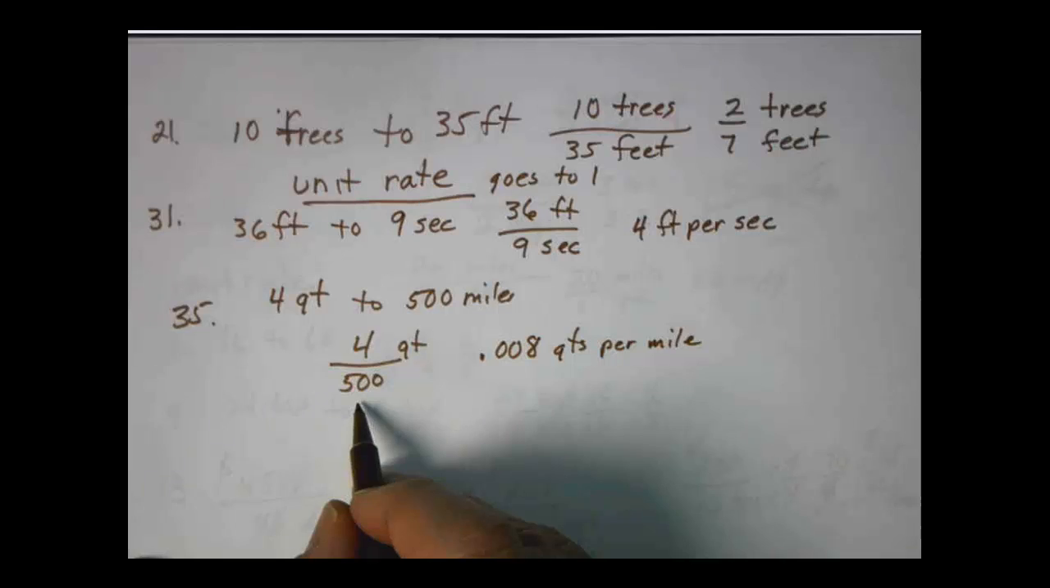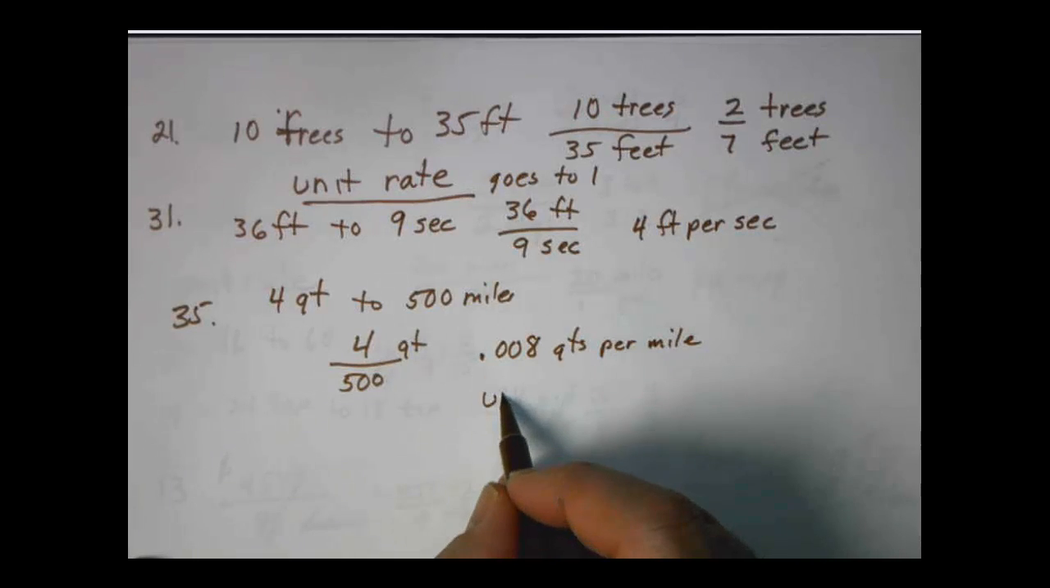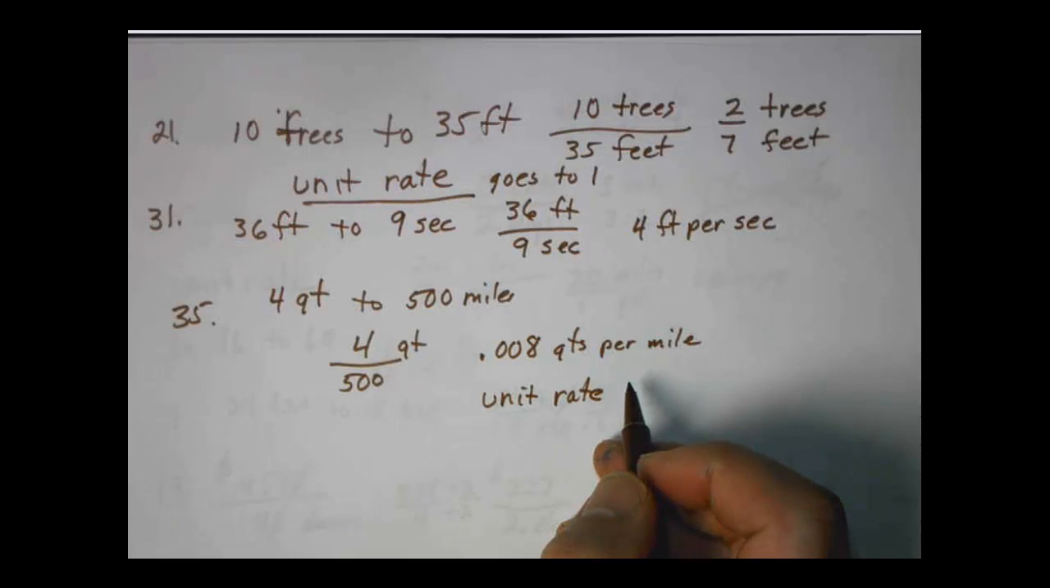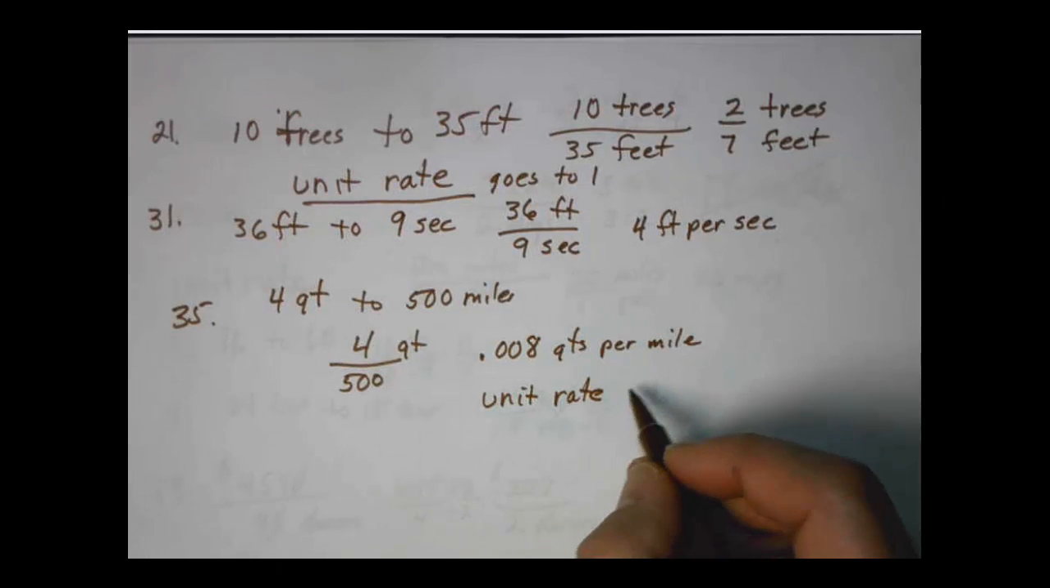Okay, so top divided by the bottom is going to give us our unit rate. So it's always going to go to 1. Okay, and then label it. It has to be labeled.